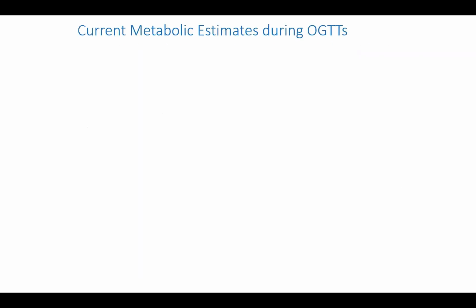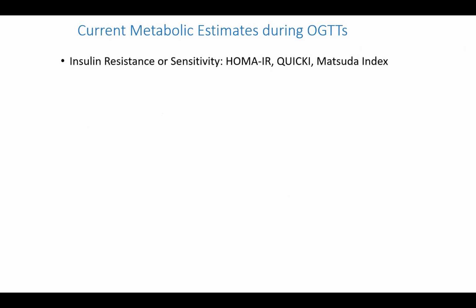Now look at the current metabolic estimates during the OGTT, the oral glucose tolerance test. Insulin resistance or insulin sensitivity is estimated by HOMA-IR, calculated from fasting insulin and fasting glucose, and QUICKI, which is the same but on a log scale. The Matsuda index is estimated from fasting glucose, mean glucose, fasting insulin, and mean insulin during the OGTT. Beta cell function is estimated by HOMA-beta, also from fasting insulin and fasting glucose. And the insulinogenic index, IGI, is calculated by the increment in insulin between 0 and 30 minutes divided by the glucose increment.